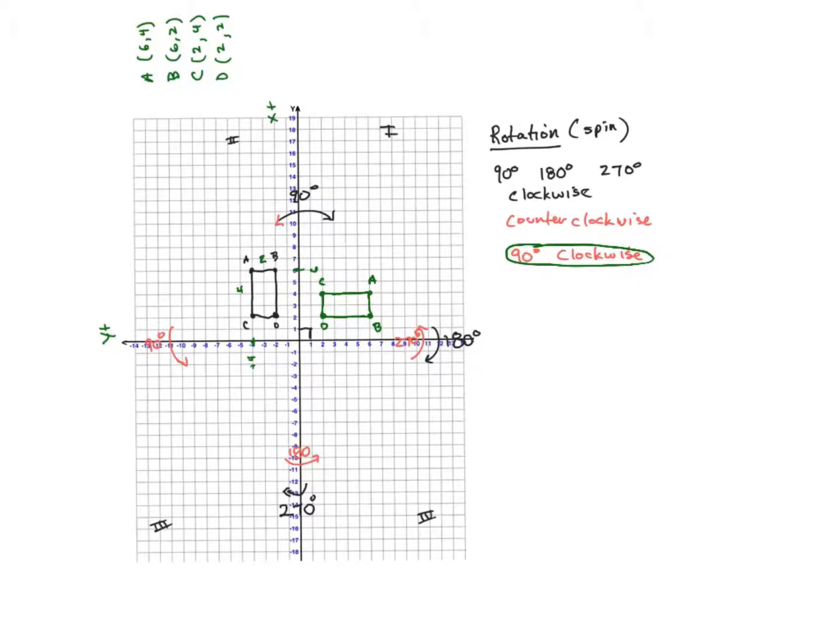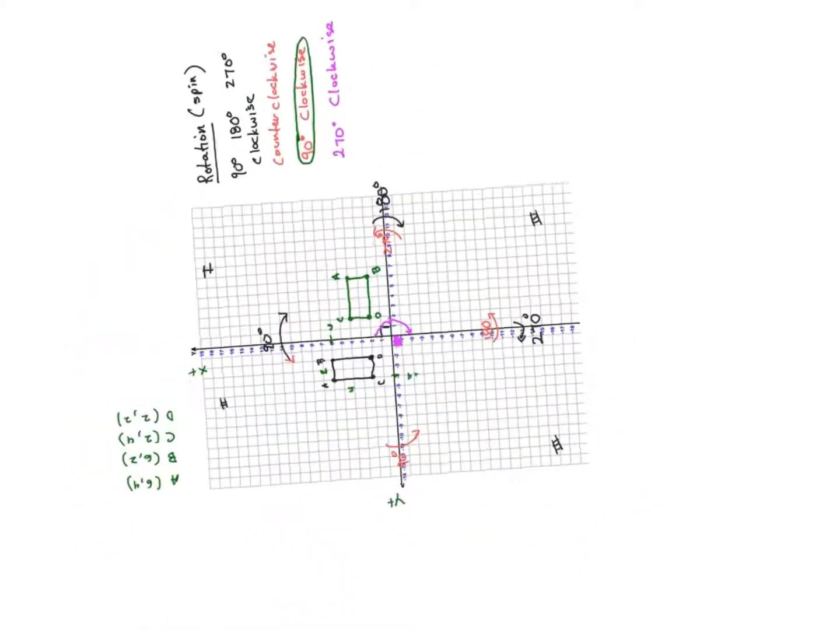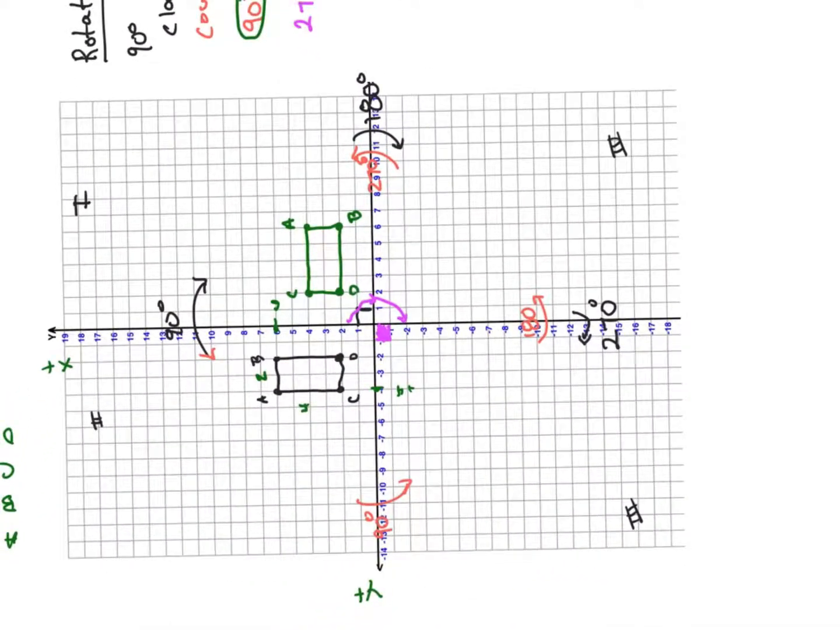A 180 would put it in the bottom right. And let's just say I wanted to do a 270 clockwise. I know 270 is 3 90 degree spins, so I would end up 1, 2, 3. I would end up in this bottom left corner here. So what I want to do is take my image and spin it to get it to the bottom left corner. So I've now spun that shape to the bottom left corner.